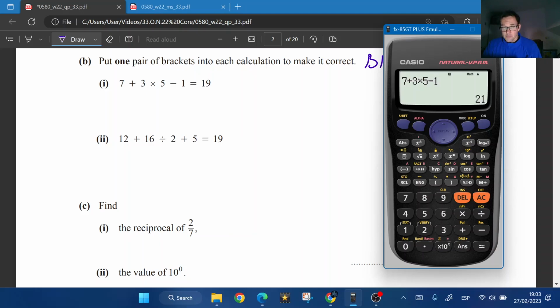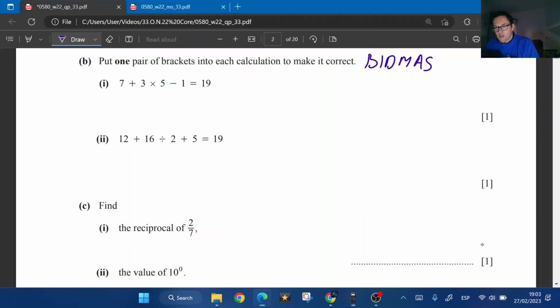So maybe we should just play around a little bit. Let's put the brackets in there. That means that we'll now subtract the 5 from the 1 first, which will be 4. 4 times 3 is 12, plus 7 is 19. There we go. Okay, just need to play around. So that was unlucky.